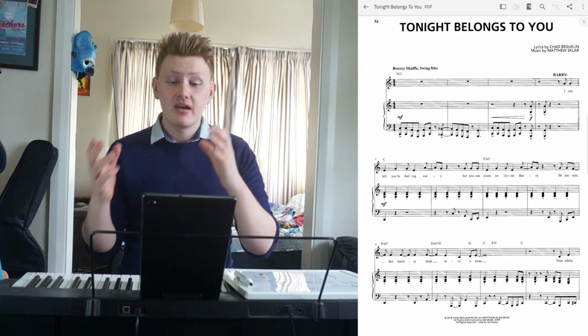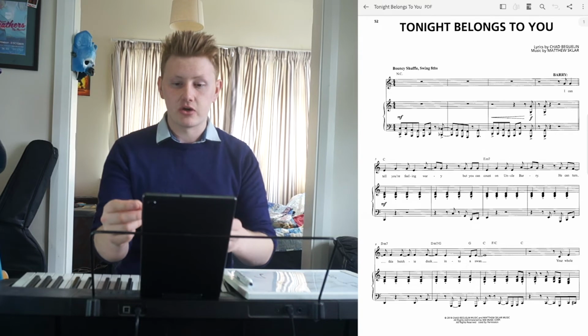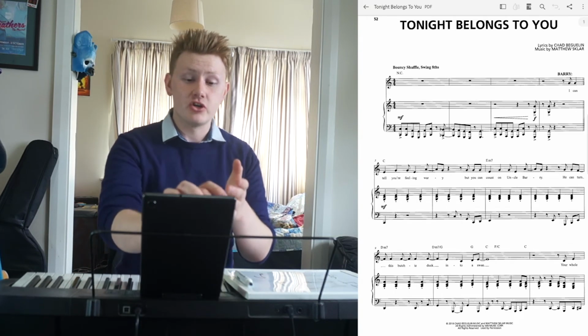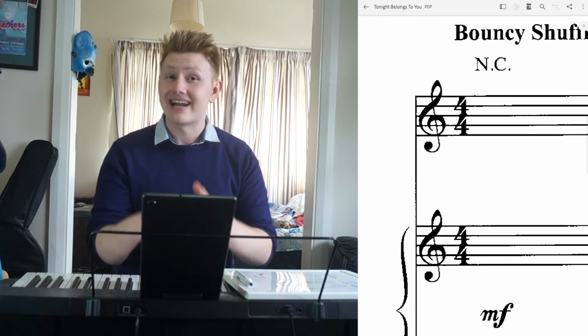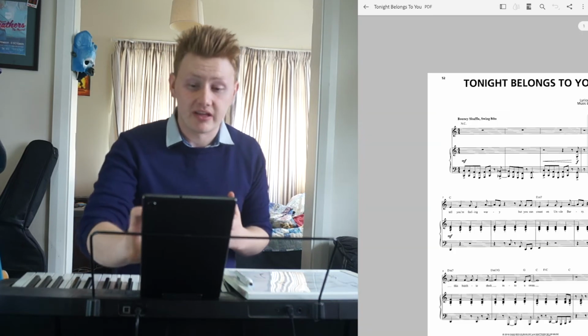Something important to remember about the octave clef is that it will not always be written in. A lot of times it has to be inferred by the performer. I don't have a definitive answer as to why octave clefs aren't always written in. It could be for a multitude of reasons, from saving space, saving ink, to some people just forget to write it in. In this piece of sheet music, Tonight Belongs to You, the octave clef is not written in at the beginning, and it looks like it's written just in treble clef.